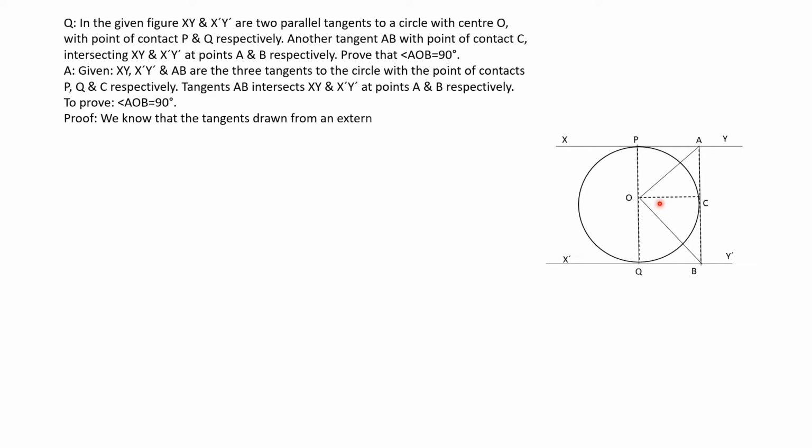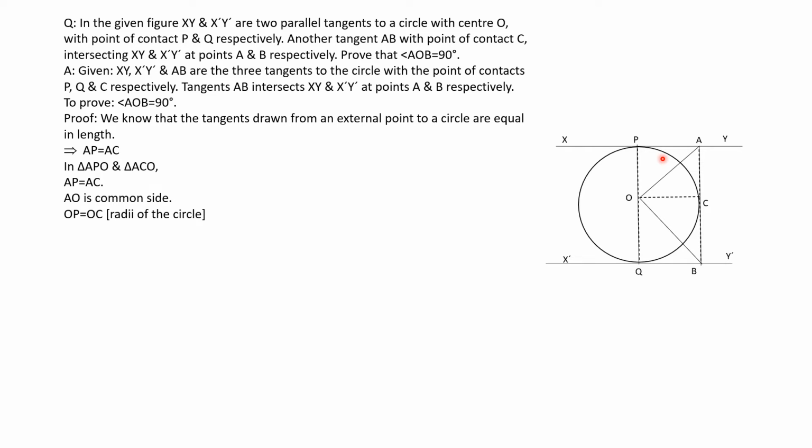Proof. We know that the tangents drawn from an external point to a circle are equal in length. That means we can write AP equals AC. Now in triangle APO and triangle ACO, AP equals AC, OA is a common side, and OP equals OC because they are radii of the same circle. So this implies triangle APO is congruent to triangle ACO by SSS congruency.